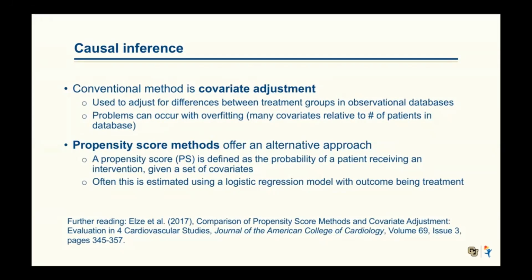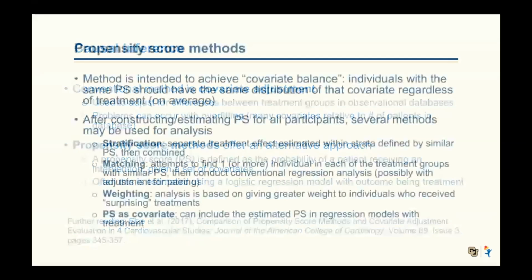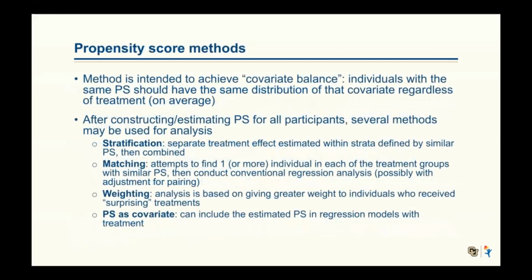In practice, propensity scores can be estimated using a logistic regression model. These models are not meant to be used for inference, so it is common to include many predictors. The idea behind propensity score methods is to achieve covariate balance in the sense that individuals with the same PS should have roughly the same distribution of that covariate regardless of treatment. Once propensity scores have been estimated, there are several ways in which they can be used to conduct causal inference.